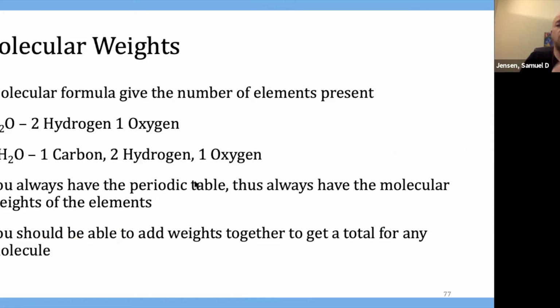So you always have the periodic table, so you should be able to add weights together for any molecule. The difficulty will be if I don't give you the formula and you have to employ some of the nomenclature to get to the formula.